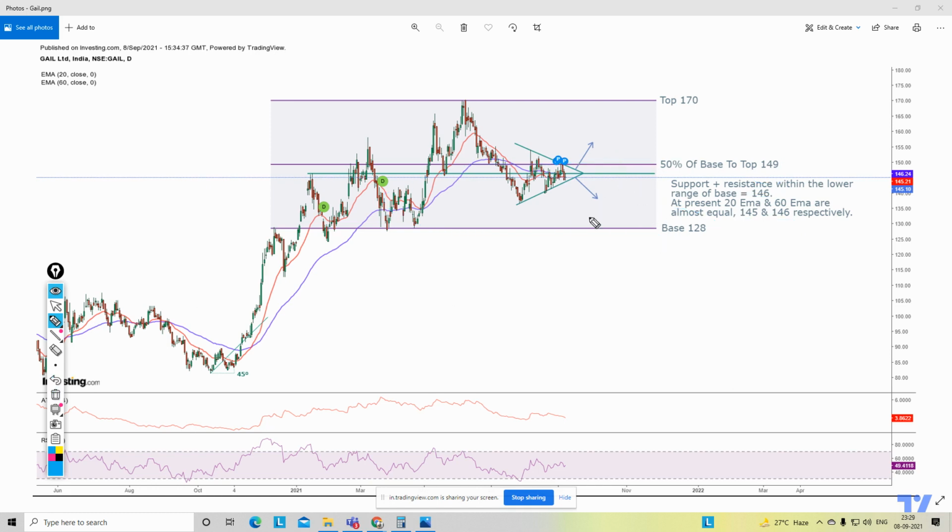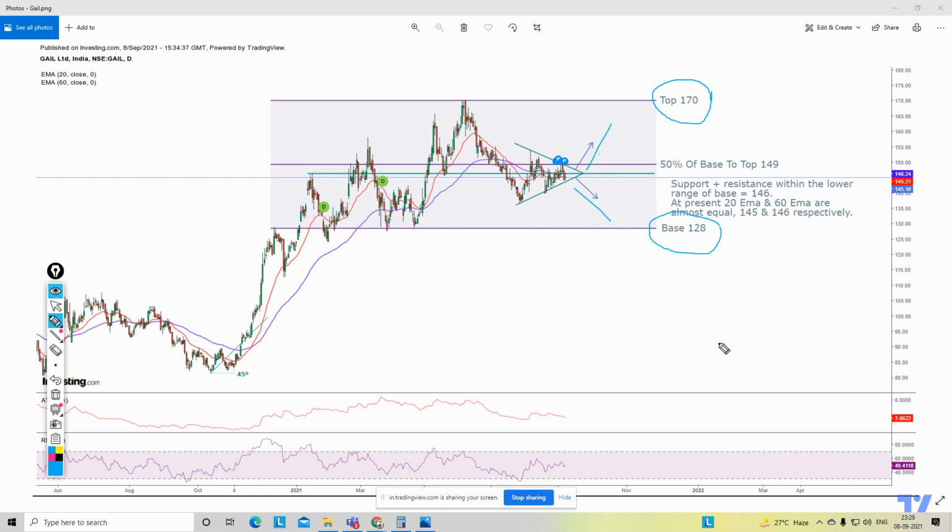So any move, the breakout of the symmetrical triangle pattern towards the upside or the breakdown towards the downside, will have good potential. Upside, it can again retest 170. Downside, it can again retest 128. So there is a good trading-cum-swing opportunity available at this point in time in GAIL.